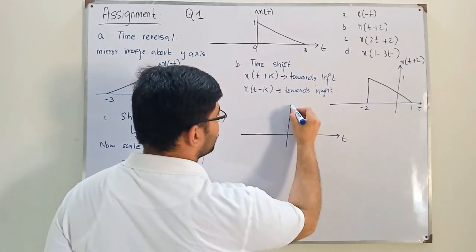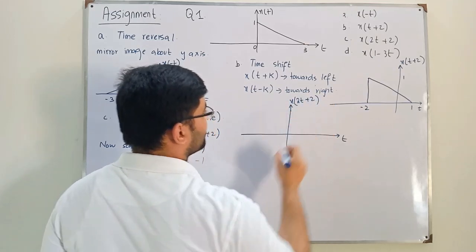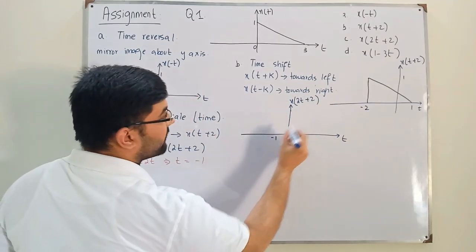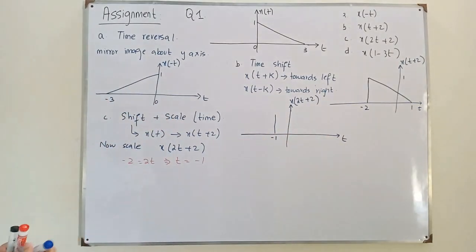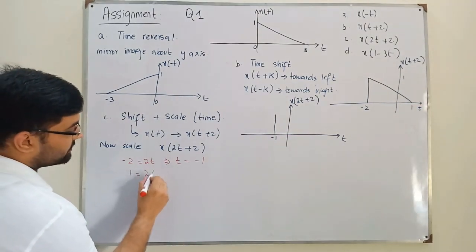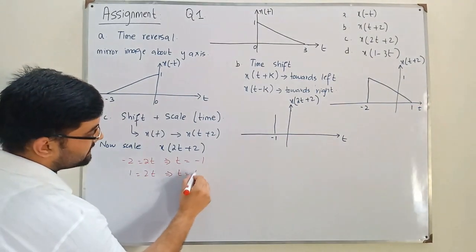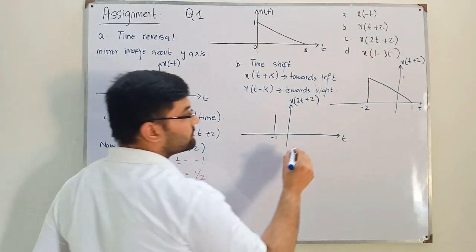this is your time axis. This is x of 2t plus 2. So, now it would start at negative 1. At negative 1, its amplitude would be 1. And where would it end? The final point is 1. So, you put 1 equal to 2t, which implies you get t equal to 1 over 2. So, it would end at t equal to 1 over 2.